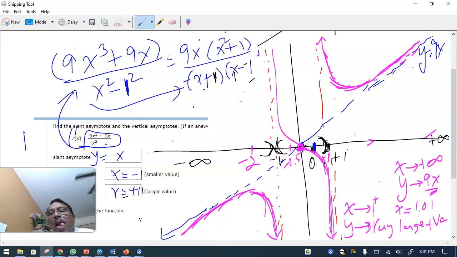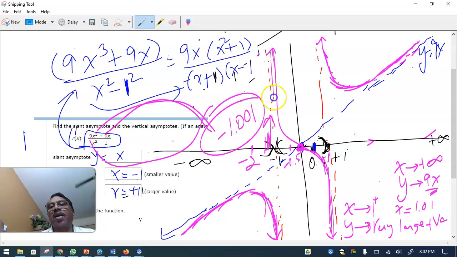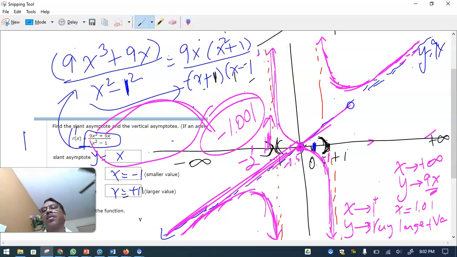So your question is whether it is really true, and you can always check a point here. Maybe you want to take a point, maybe -1.001, and you plug it in over here in the calculator. You can see it becomes a very, very large negative number that goes down. So I hope we sketched the graph. This is how the graph looks, with this slant asymptote. Hope I made sense.